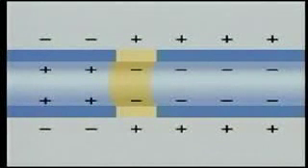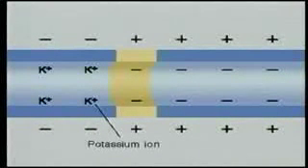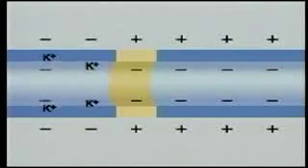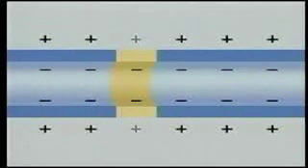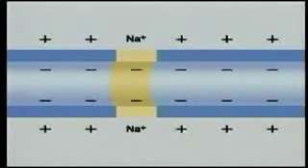A few thousandths of a second after the sodium ions enter the cell, other membrane channels open and allow potassium ions, K+, to flow out of the cell. This outflow of potassium ions restores the membrane to its resting potential.